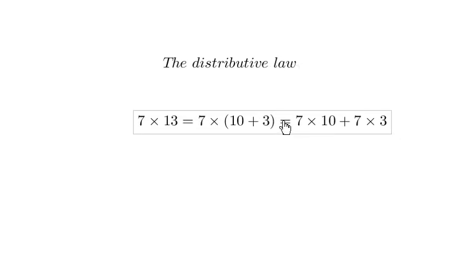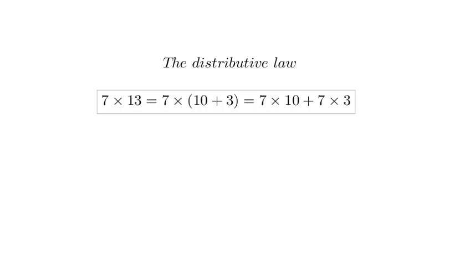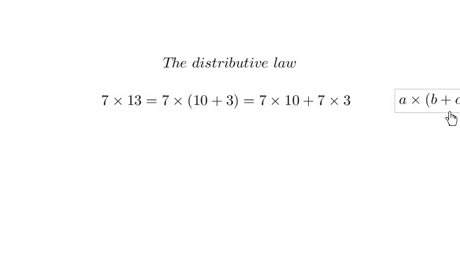When you multiplied, for example, 7 times 13, it is the same as multiplying 7 by the sum of two numbers, 10 and 3. And to multiply it, you multiply separately 7 and 10, and then you add to it 7 times 3. Here you used the distributive law.